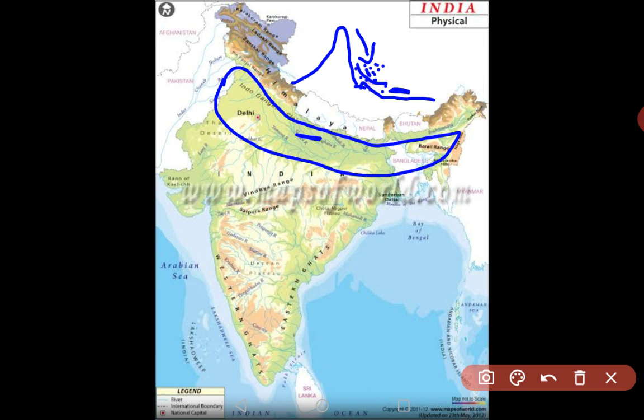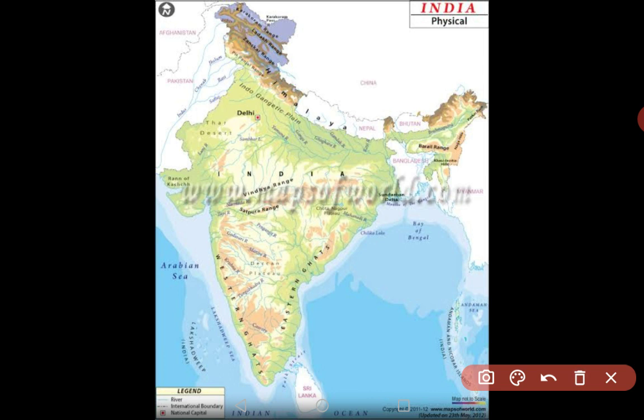Now, we have seen the Bhabhar area, we have seen the Tarai area. After that, the next division is the Bhangar area. So now let's see what this Bhangar is.